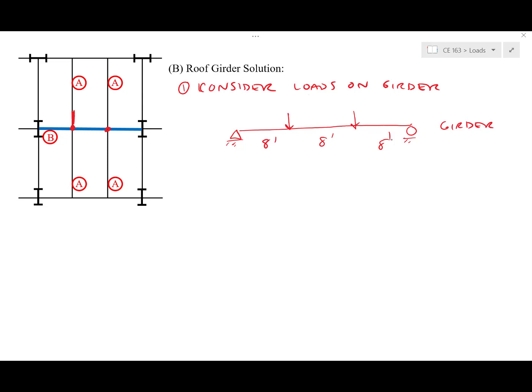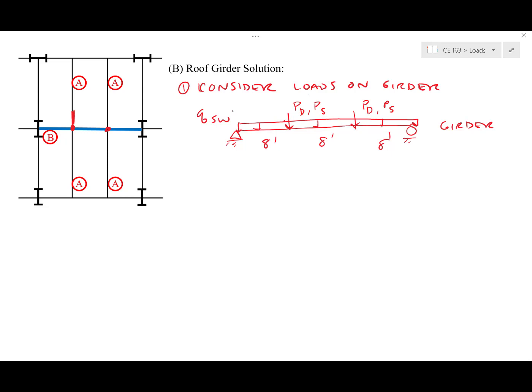Right. So we're going to have a concentrated dead load and a concentrated snow load from the roof beam, right? Because we only had dead and snow on that roof governing. Alright, so we're going to have these values. We're also going to have a distributed load due to self-weight, Q self-weight. Alright, it's a dead load only. So that's what our girder looks like.